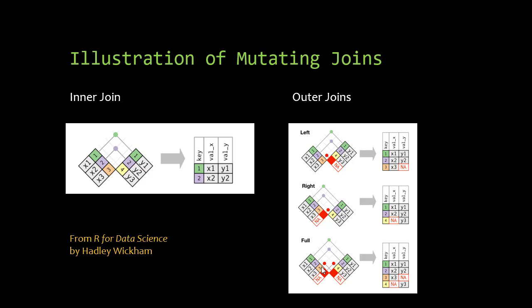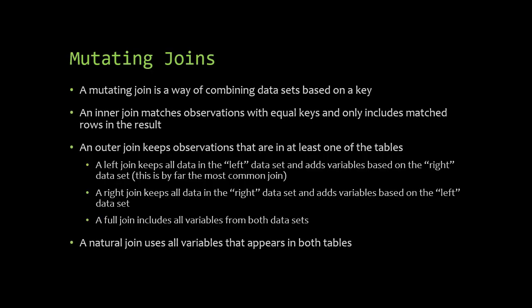For key 3, we couldn't find a match over here in y, so we're putting in x3 because we're including everything from both data sets, and we're just going to have to put in NA, missing data, for key 3 for value y. And for key 4, which only appears here in the right data set, we're going to have y3 still in our data set, but we didn't find a match for x, so that becomes an NA. So here are the 3 outer joins: left, right, and full.